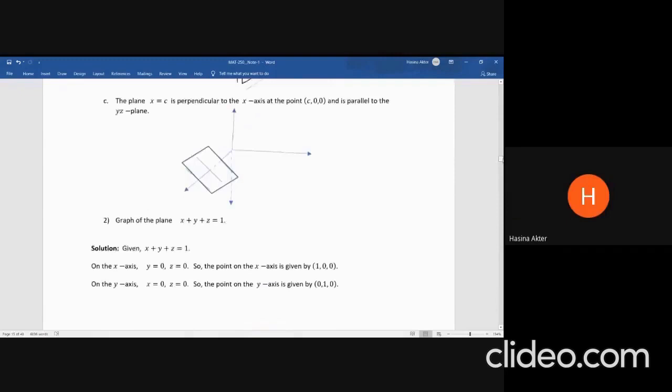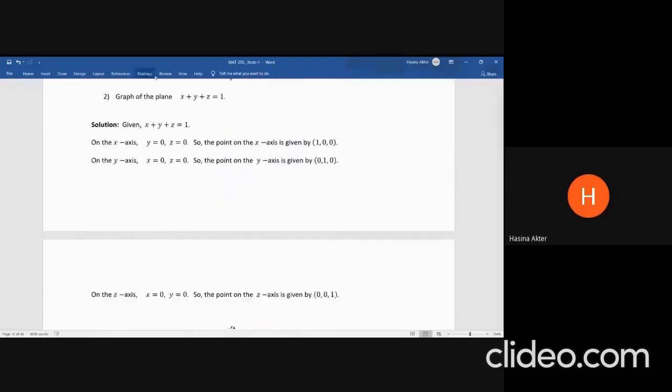So now let's say that we are going to graph the plane x plus y plus z equals 1. All good? Look at the equation. The origin must not be on the plane, right? If x, y, and z, all three of them are 0, then you get 0 equals 1. So the origin is not on that plane. Is that good?